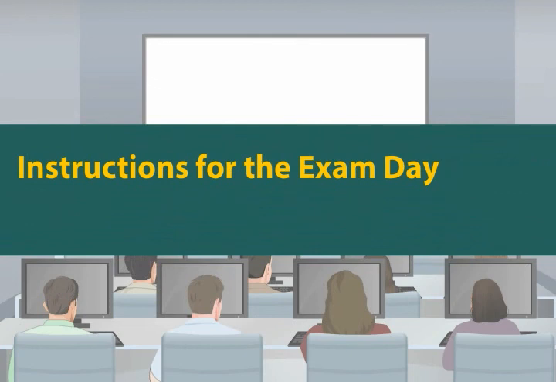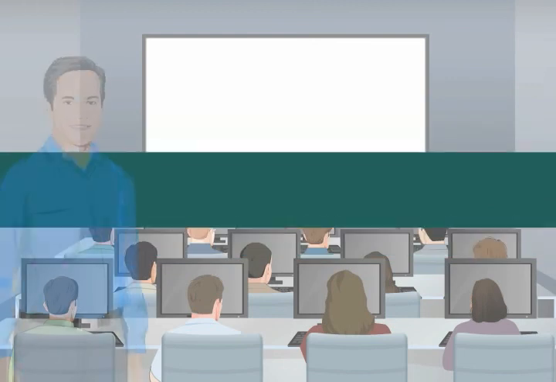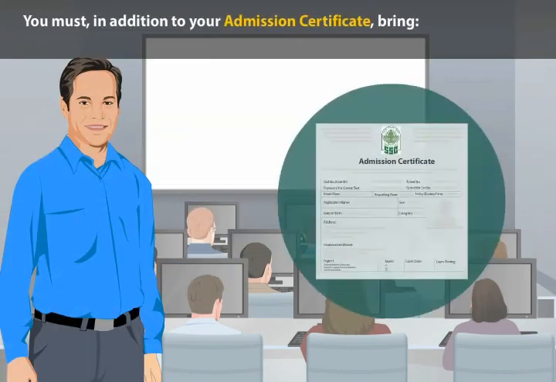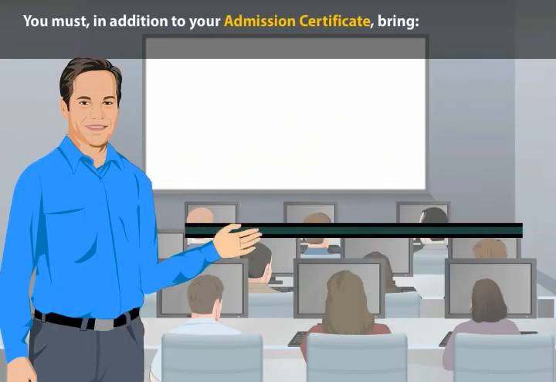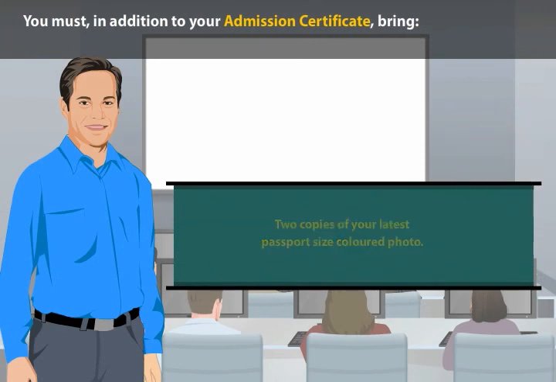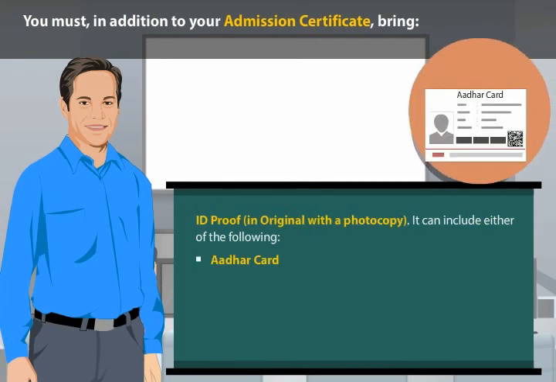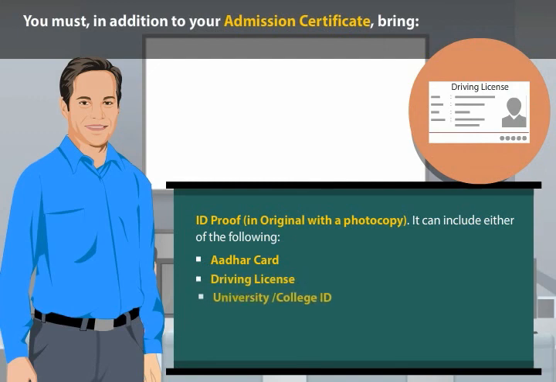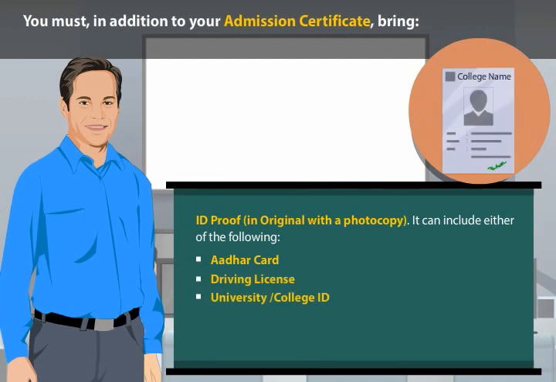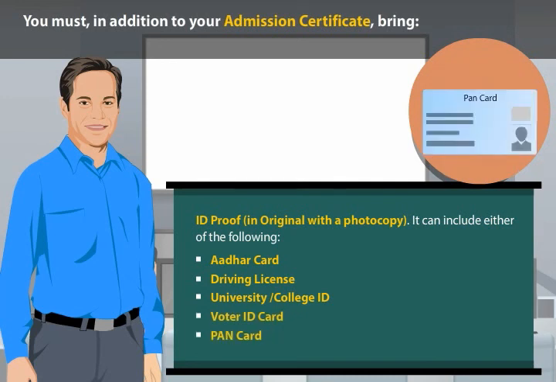Instructions for the exam day. Instructions before the start of the exam. You must, in addition to your admission certificate, bring 2 copies of your latest passport size colored photo. ID proof in original with a photocopy. It can include either of the following: Aadhaar card, driving license, university or college ID, voter ID card, PAN card.